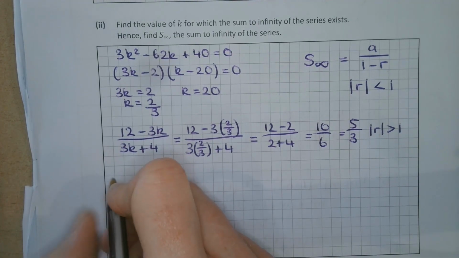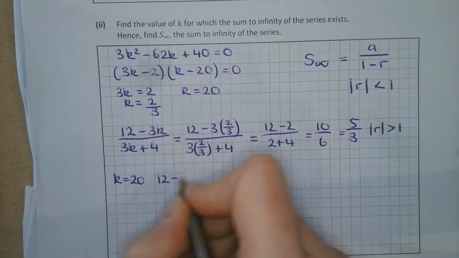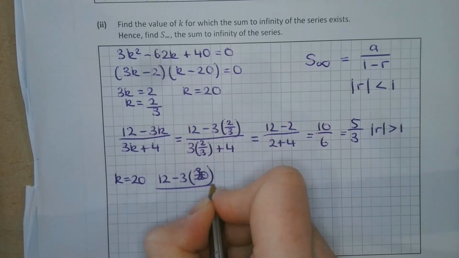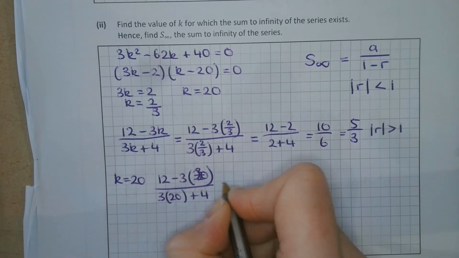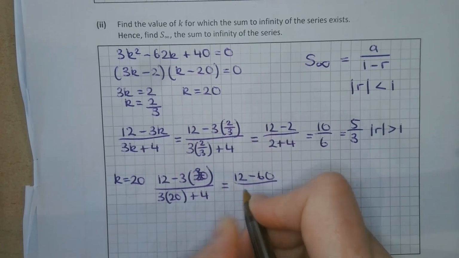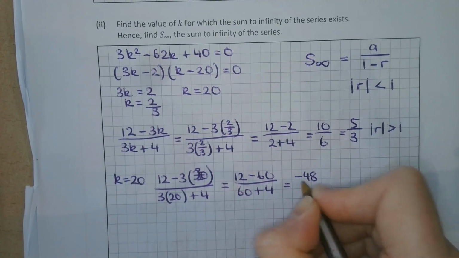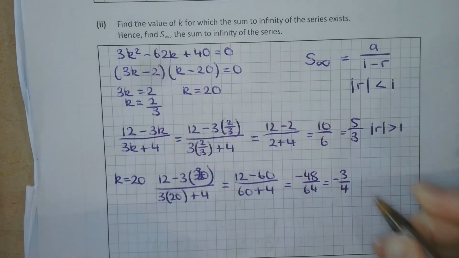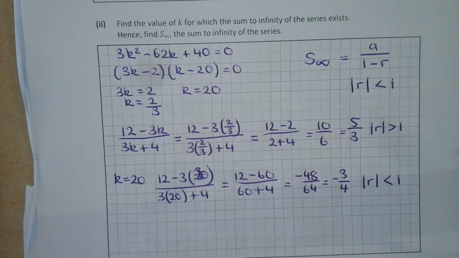So we're more than likely going to use k equals 20. So k equals 20 is going to give me an r value, and we need to check what that is. So we're going to fill in 20 instead of 2 over 3. So 3 times 20 plus 4. When we do that, we get 12 minus 60 over 60 plus 4. So we end up with minus 48 over 64, which simplifies down to minus 3 over 4. And again, that's the situation that we wanted. We have our r is less than 1.